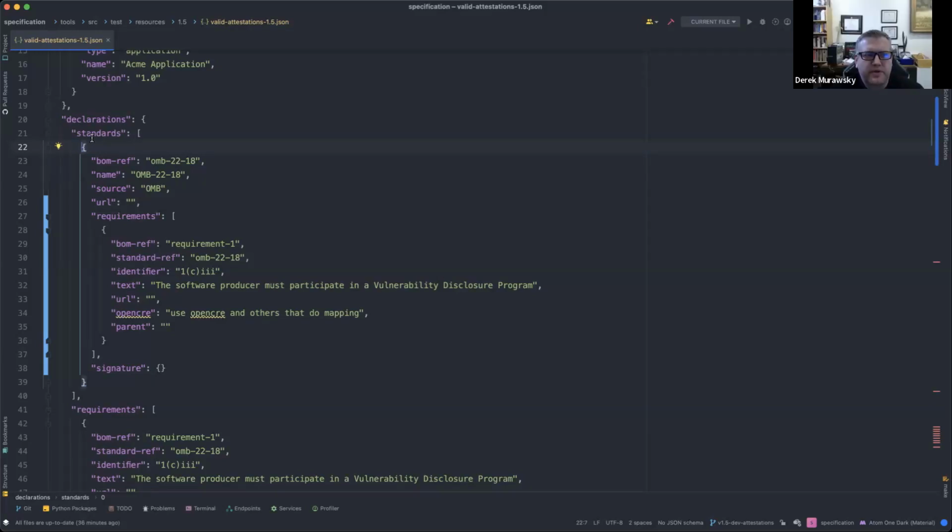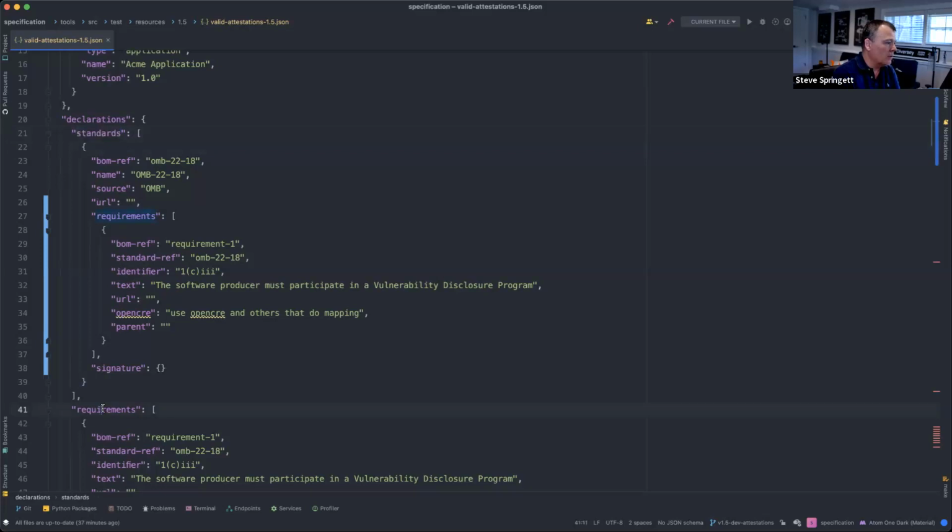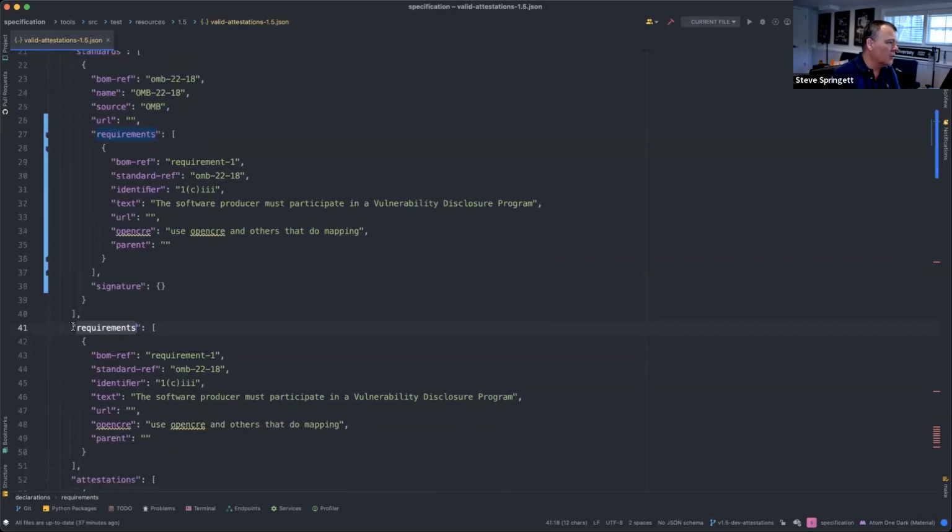Well, you would sign the standard as a whole with all of the requirements in it. That would be one signature, right? And this would be the way to do that. If you had them separately, like we have standards up here and requirements down here, you'd have to do them individually. So maybe it's good that we are moving requirements under standards. Is everyone in agreement with that line of thinking?